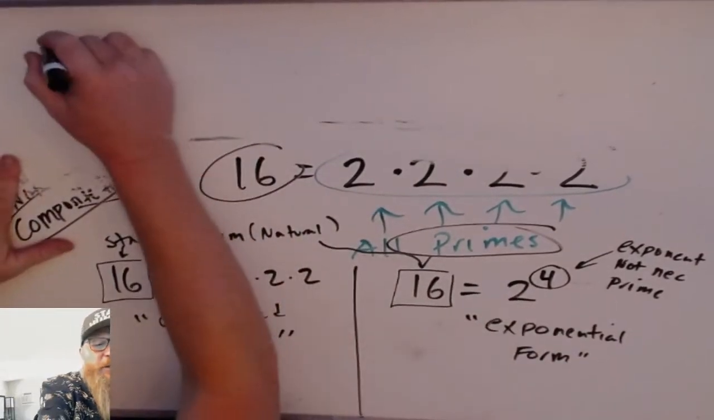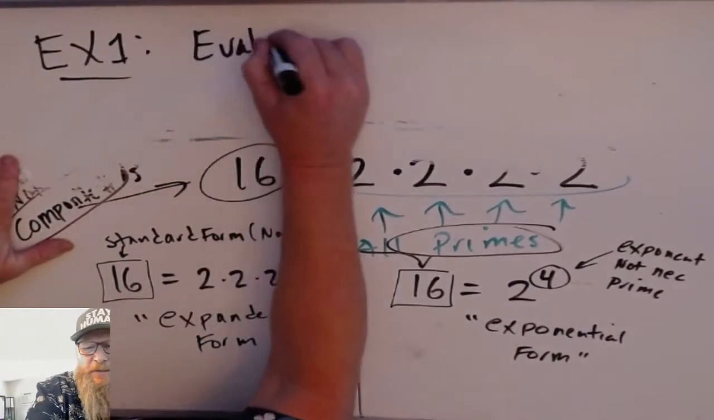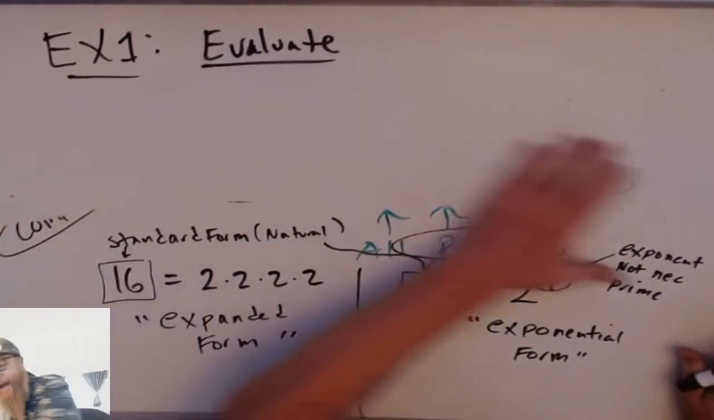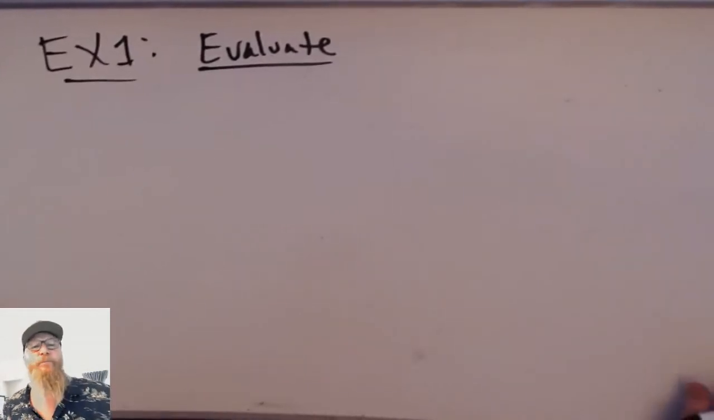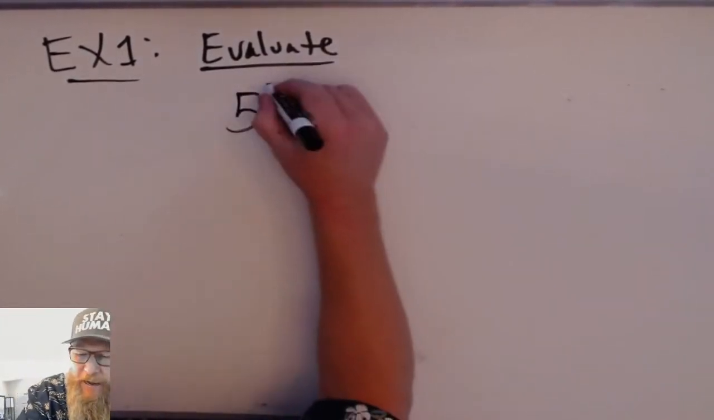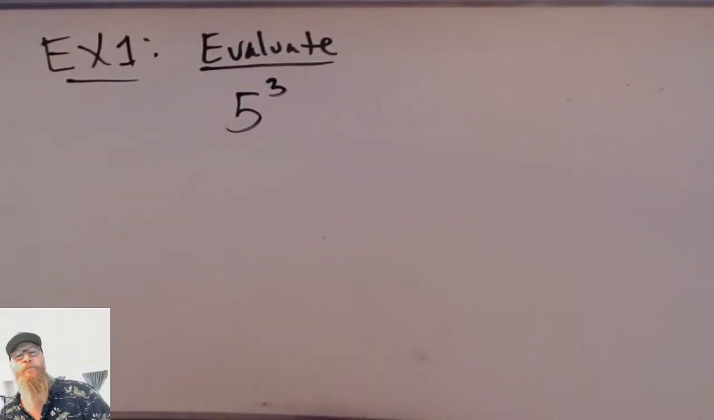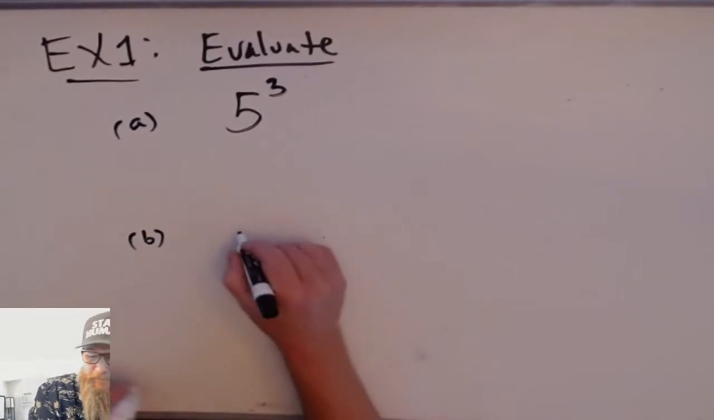So what we're going to start off with is some examples of exponentials and standard and expanded form. So evaluate 5 to the 3rd power. Let's do several of these.